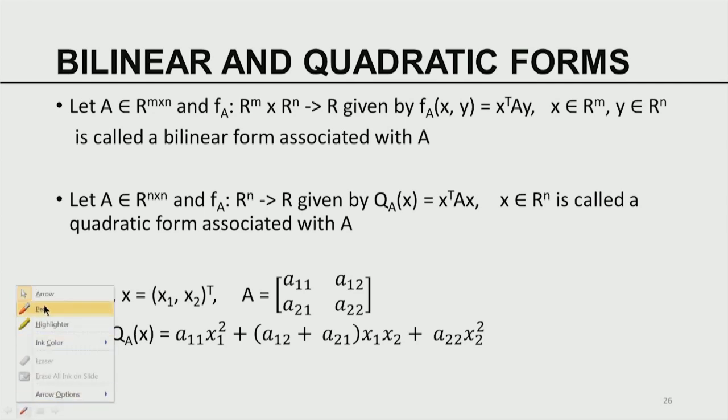Let A be a matrix of size m by n. I am given two vectors, x in R^m, y in R^n. I can define a functional defined by A, f_A(x, y) = x transpose A y. That is called a bilinear form. It is linear in x, and it is also linear in y. Because it is linear in two variables at a given time, it is called bilinear.